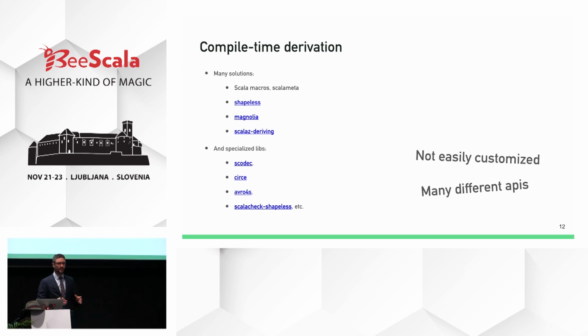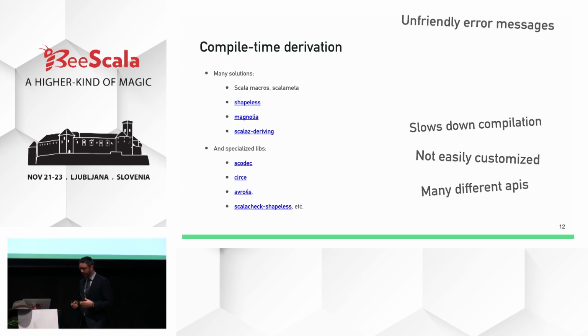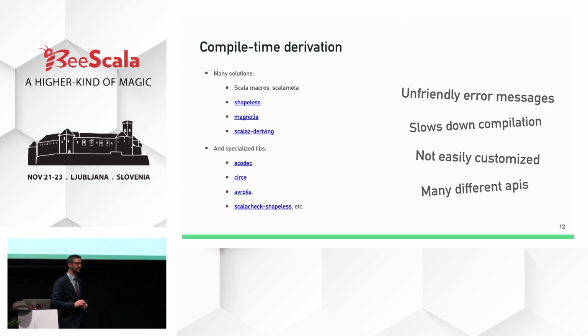Some of them are not really easy to customize. For example, in Circe, you can customize the way the field names are written. But if you use Shapeless, it's very difficult to customize the way you produce or read JSON. Sometimes it slows down compilation, especially in the Shapeless case. And the error messages are not always very friendly. So it's a solution, but it's not really convenient all the time.